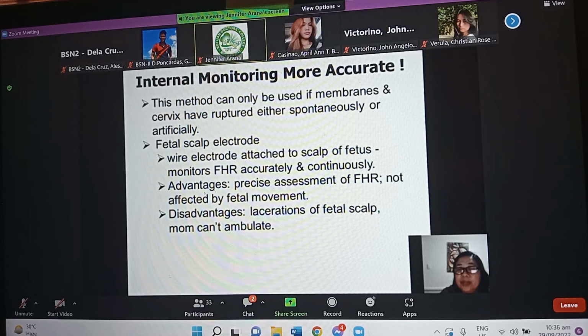Advantage, precise assessment of the fetal heart rate, and the results are not affected by fetal movement. Disadvantages, it may cause lacerations of the fetal scalp, and the mother also cannot ambulate.